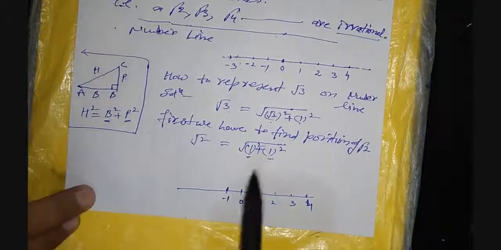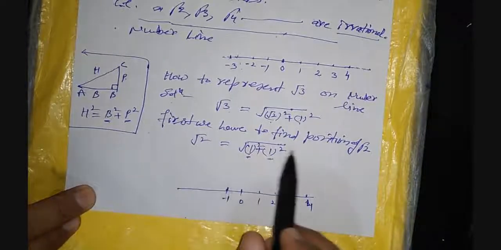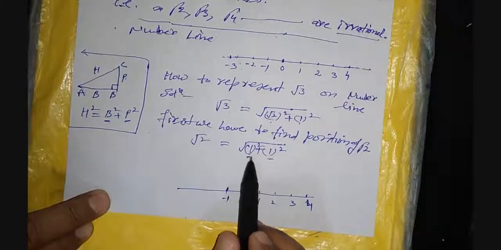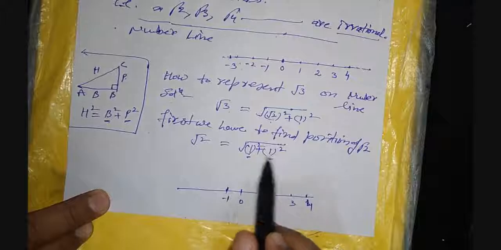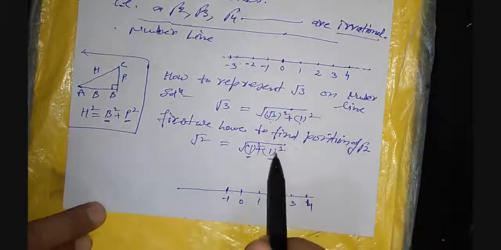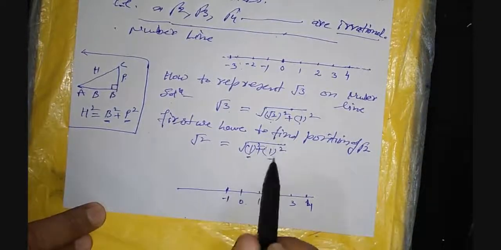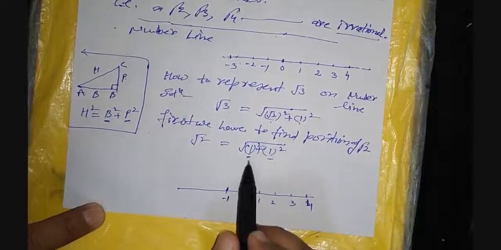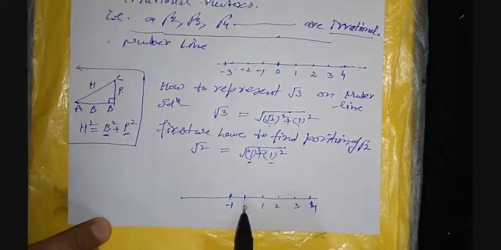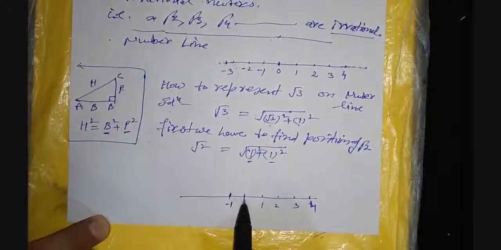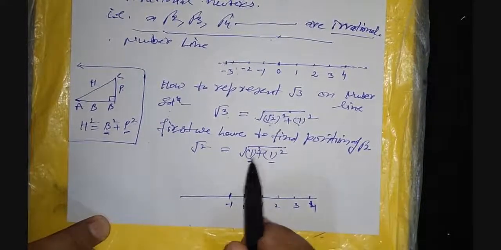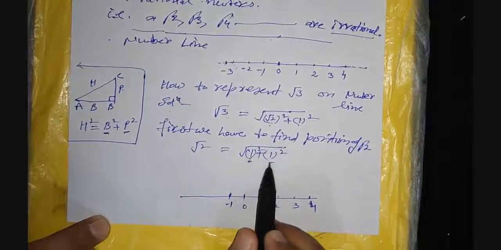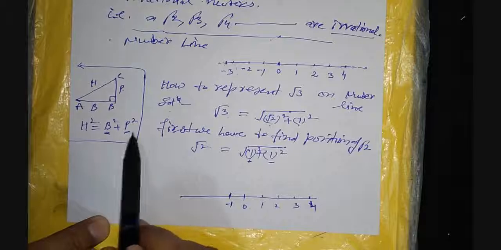Why? The criteria of choosing this is that these two values may not be the same in every question. These may be different, one is greater and one is smaller. So choose the greater value as the base. Okay, now here both values are the same, so this one can be either base or perpendicular.